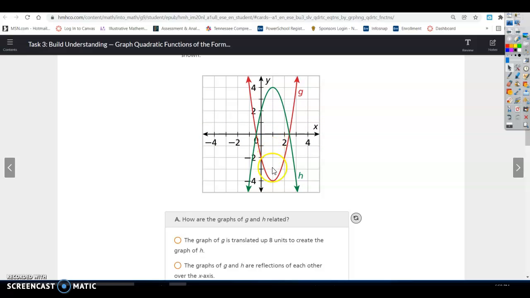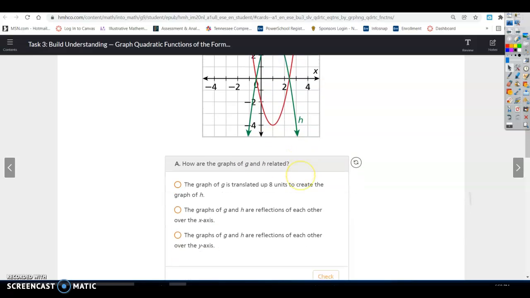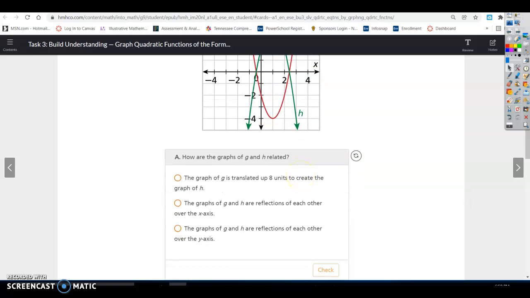You can see if you take the red one and you just flip it over the x-axis, you will get the green one. Okay? So it says, how are the graphs of G and H related? The graph of G is translated up 8 units to create H. Nope, that's not it. The graphs of G and H are reflections of each other over the x-axis. That seems correct. The graphs are reflections of each other over the y-axis.